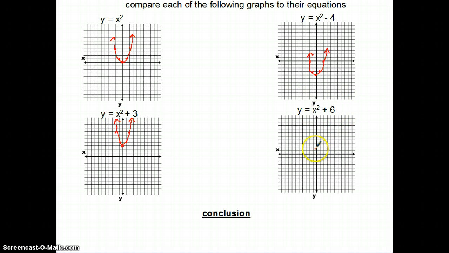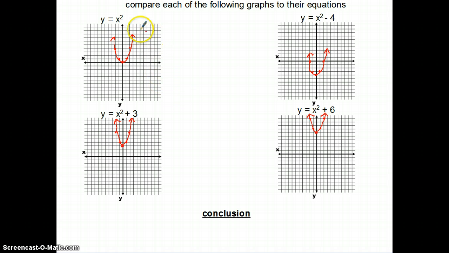Last, I have a vertex at the point 0, 6, and I follow my pattern, left 1, up 1, left 2, up 4, right 1, up 1, right 2, up 4. Connecting our dots, this is our parabola, and it has been shifted up 6.